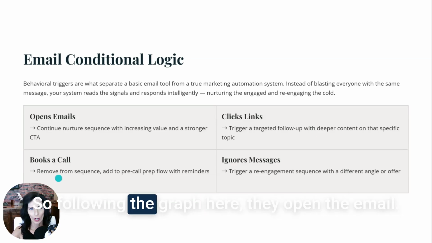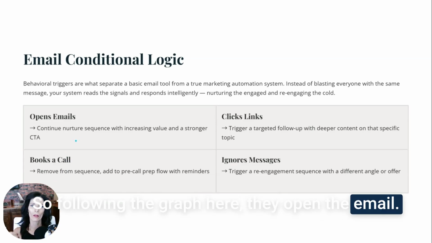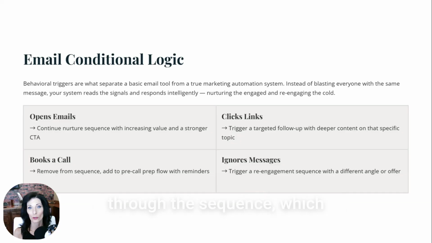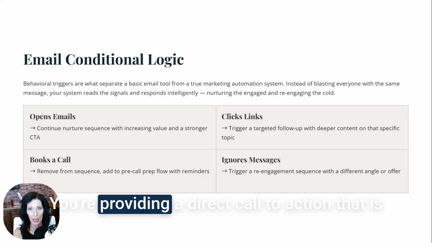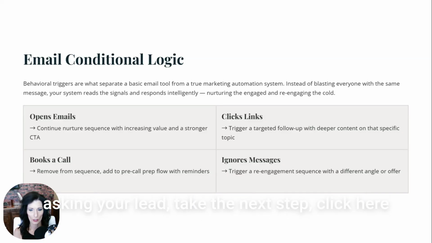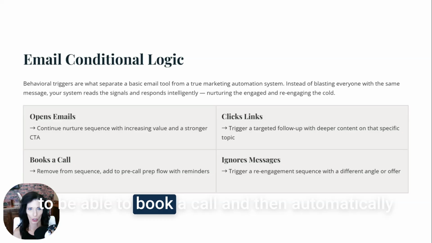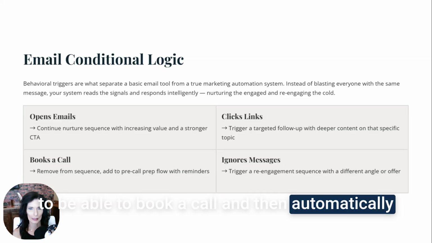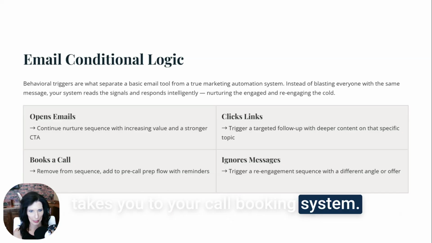So following the graph here, they open the email, they're continued to be nurtured through this sequence, which increases value and a stronger CTA. So you're providing the value, you're providing a direct call to action that is asking your lead, take the next step. Click here to be able to book a call, and then automatically takes you to your call booking system.